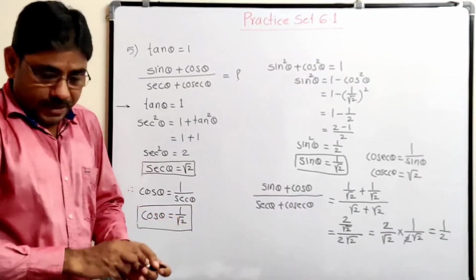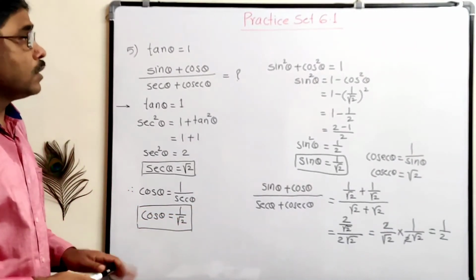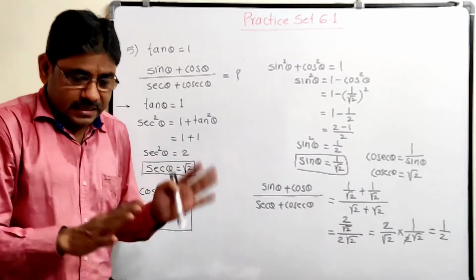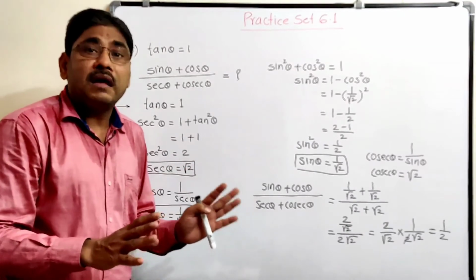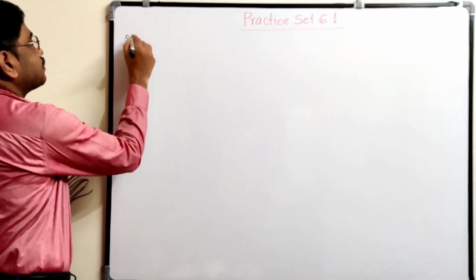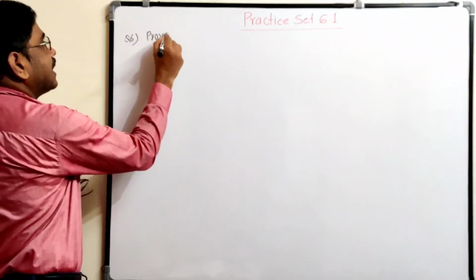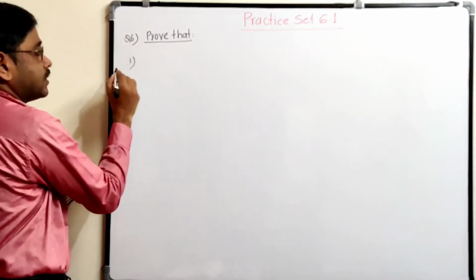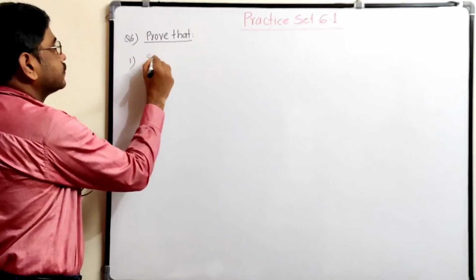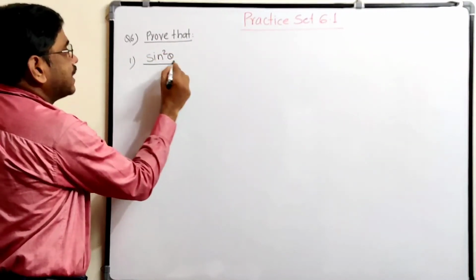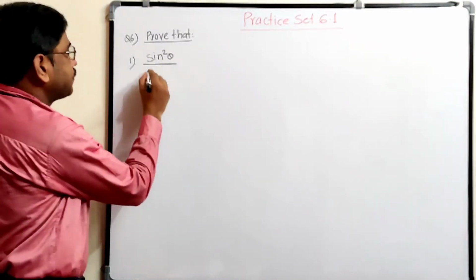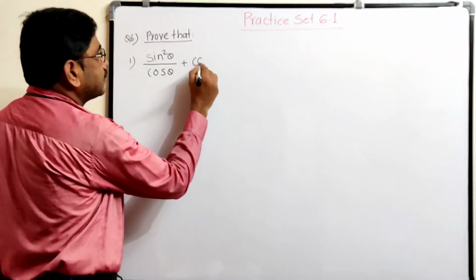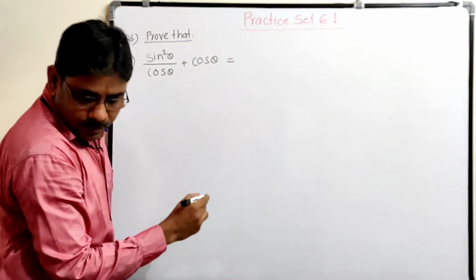So in this way we have to solve the questions from 1 to 5. Now from the sixth one, prove that, show that is there. It means we have to prove left hand side is equal to right hand side, or right hand side is equal to left hand side. Question number 6 is prove that: we take the left hand side and prove the right hand side, or take the right hand side and prove the left hand side. The first sum is sin square theta divided by cos theta plus cos theta is equal to sec theta.